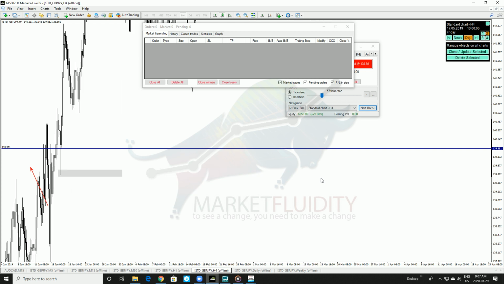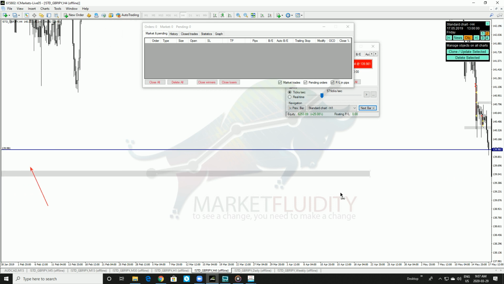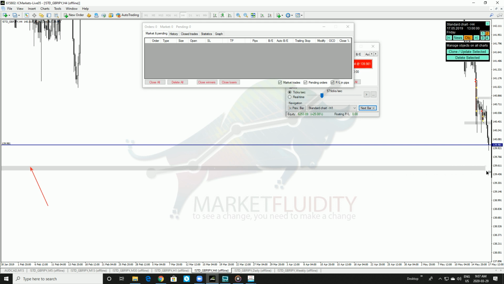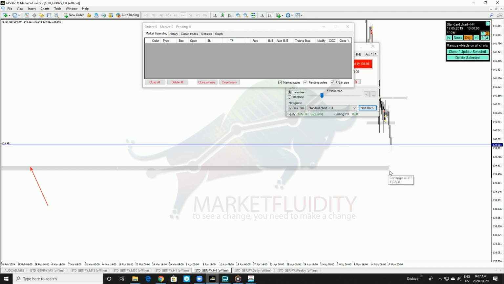So what we're going to do is extend this all the way to the right hand side so we have a visual idea where price might come into. So we're going to move it here and maybe do this. Perfect. There you go. Awesome. Very nice.